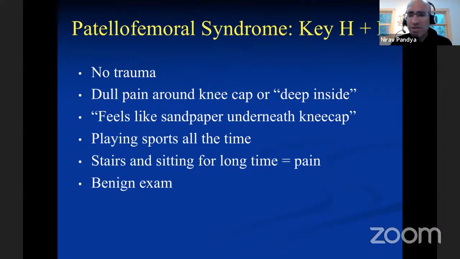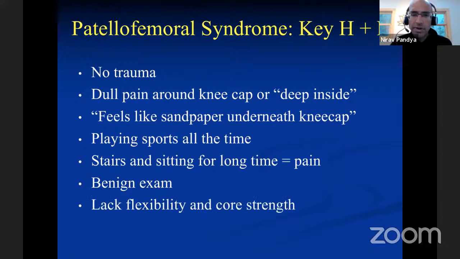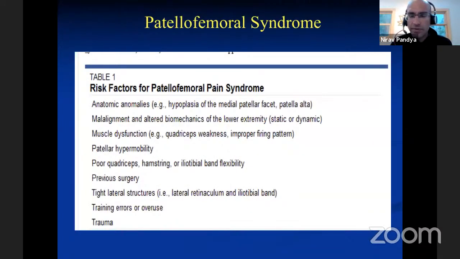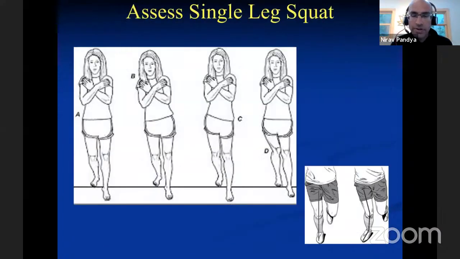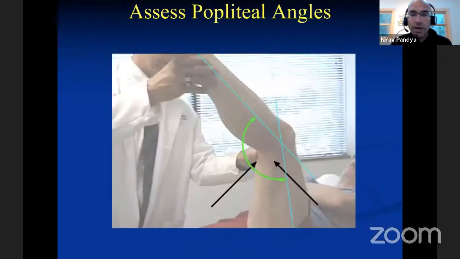Their exam is typically very benign, but they lack flexibility and core strength. And there are a lot of different risk factors for anterior knee pain, which is one of the most common overuse syndromes. But in general, it's training errors and overuse. One of the best ways to identify mechanical factors which cause this problem is to have them do a single leg squat. They'll basically fall into valgus when they do that. Doing that repetitively and overuse stresses the anterior knee and has been associated with anterior knee pain. Another thing to test for flexibility is to look at their popliteal angles.